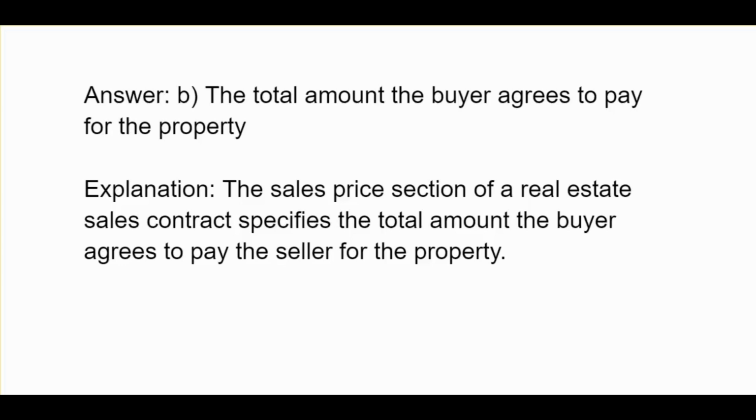B, the total amount the buyer agrees to pay for the property. The sales price section of a real estate sales contract specifies the total amount the buyer agrees to pay the seller for the property.